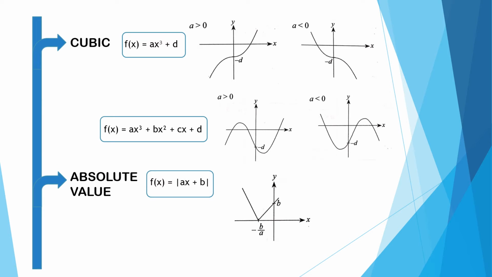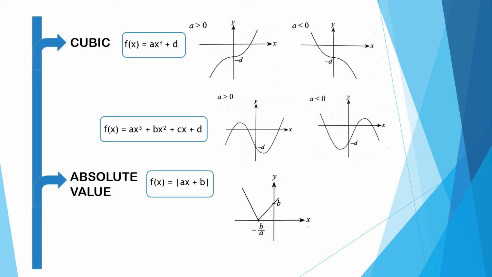Third, we have cubic functions. The general form for cubic functions is f(x) equals ax cubed plus t, and the other one is f(x) equals ax cubed plus bx squared plus cx plus d, where a, b, c, and d are constants. So this is the shape of the graph if a is positive and a is negative.